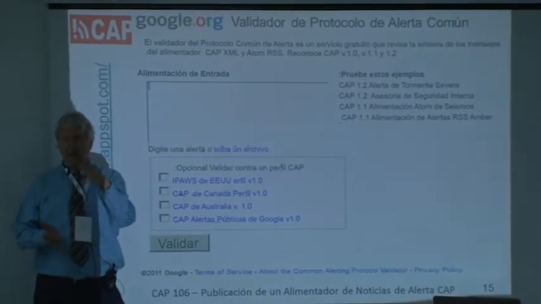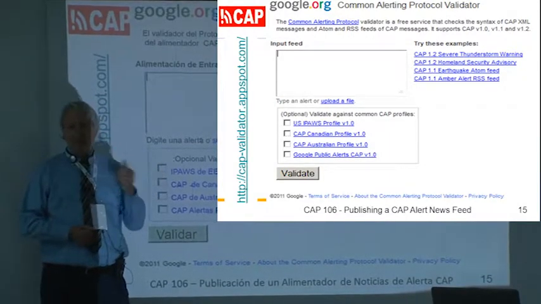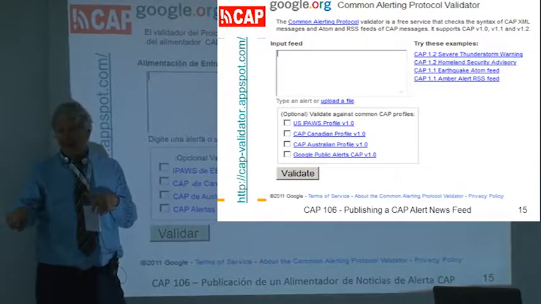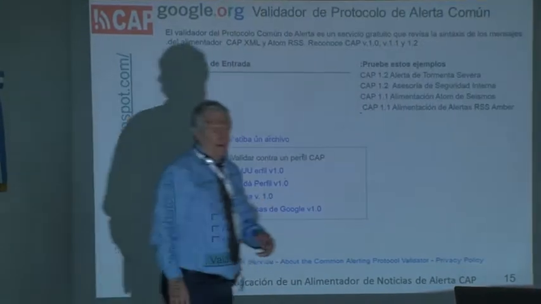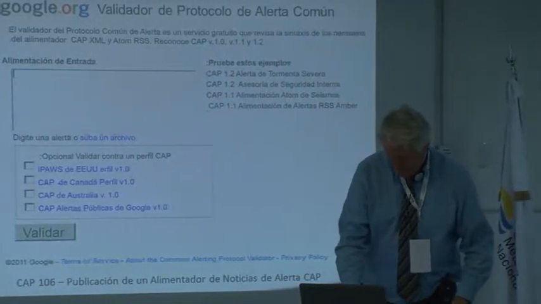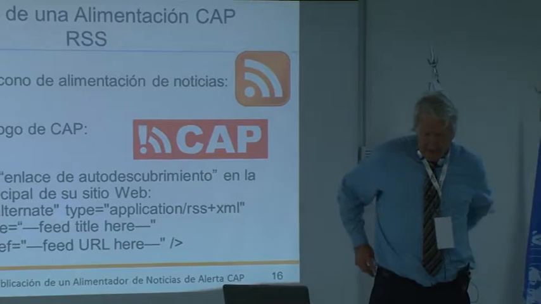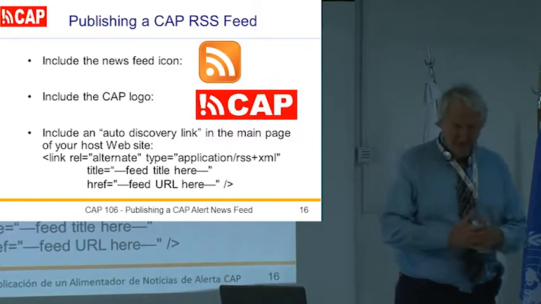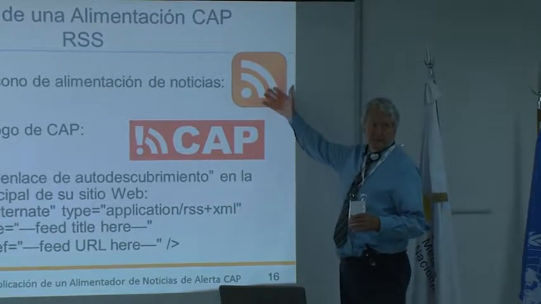Is the RSS valid XML? It will also, because it understands CAP, look at each of your alerts and say, oh, that alert is valid. Oh, that alert is valid. Oh, this alert is bad. Okay, so you check the whole end-to-end with the same validator. Very nice tool for that. And there are other ones out there. I shouldn't make it seem like Google's the only one doing that. Okay. So you make sure that it's valid. Now, when you publish your feed, which is a series of CAP alerts, it's also a good idea to use the standard icon for news feeds.